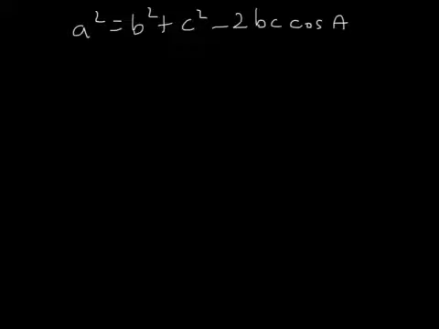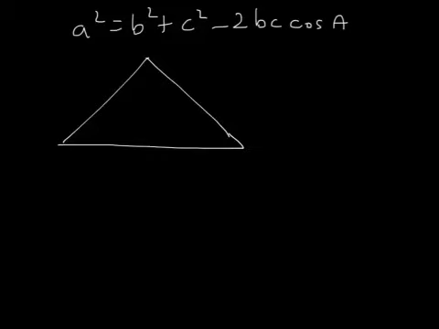So this is the cosine rule, which works for any triangle regardless of the angles. So let's think how this could be useful. Suppose we've got a triangle and we want to find out this length here, and I know that that angle there is 50 degrees, this side here is 5, this side here is 6. How can I work out what a is?